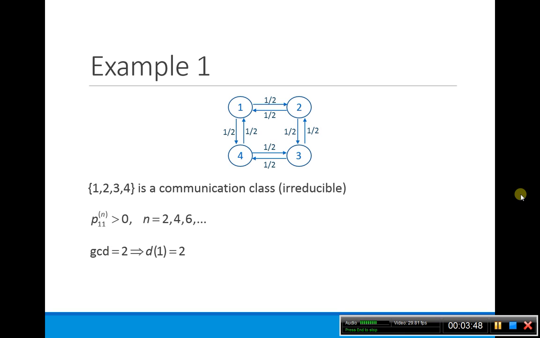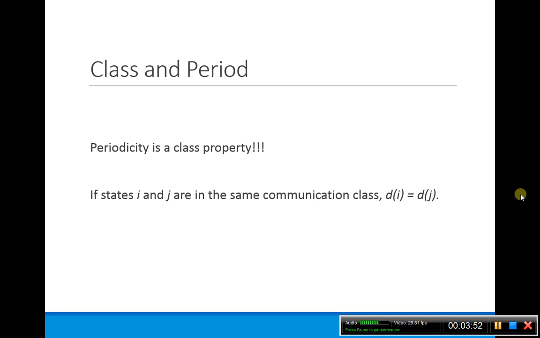We really don't want to have to do this with all of the states in our Markov chain. So we have this nice idea that the period is a class property. If two states are in the same communication class, then their periods have to be exactly the same.